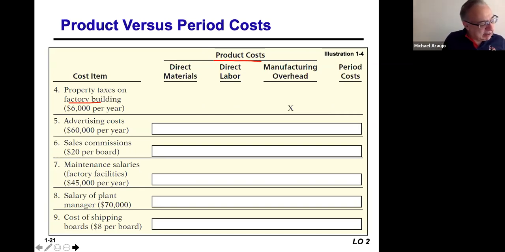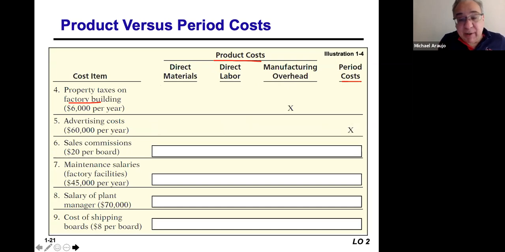Advertising costs are listed next. Advertising costs are, you see a commercial or a billboard or whatnot. Well, they're not materials, they're not labor, they're not directly related to the factory. And so they're going to be period costs because these are basically selling and administrative expenses. And so that's going to be where we would put this. Let's see. Period. Good. Yes, exactly.